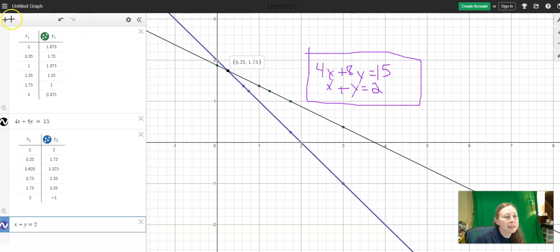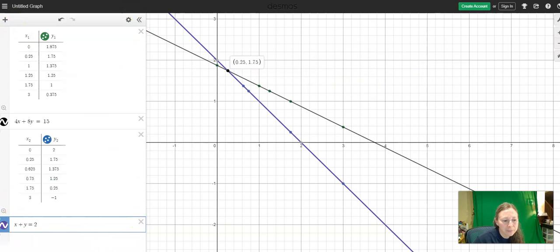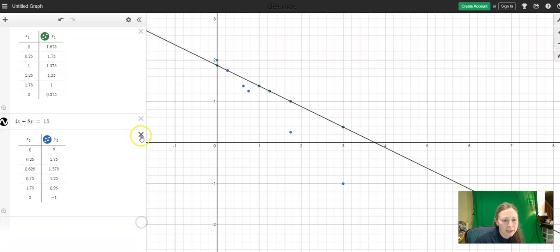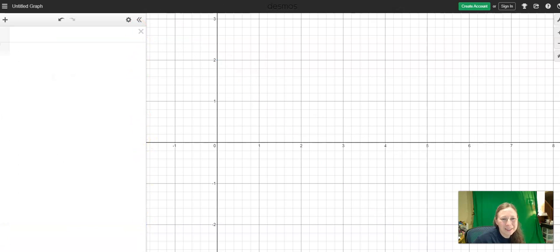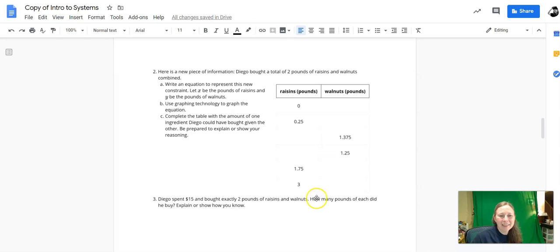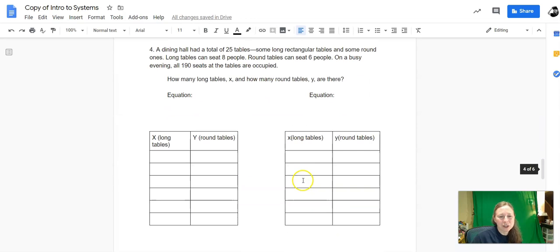So I'm going to clear our Desmos graphs here. So let's get rid of this stuff. Goodbye. Hopefully you entered that on your own. And then in the next couple situations, we're going to try to solve these by making tables or making graphs or whatever situation works for us.